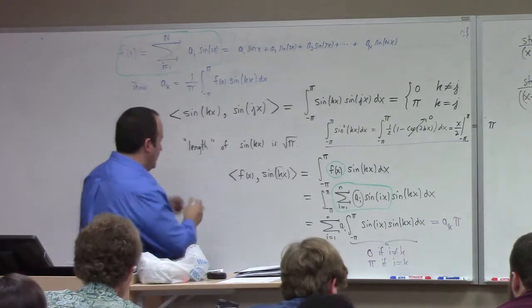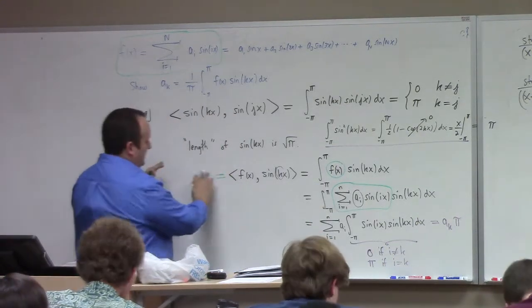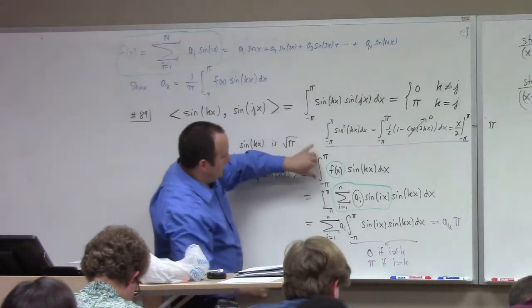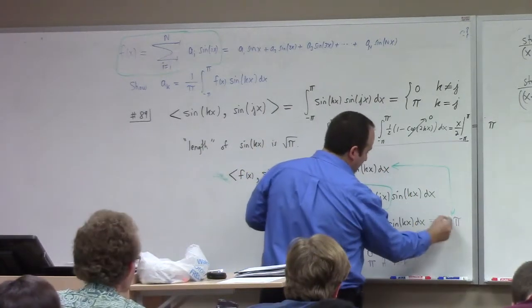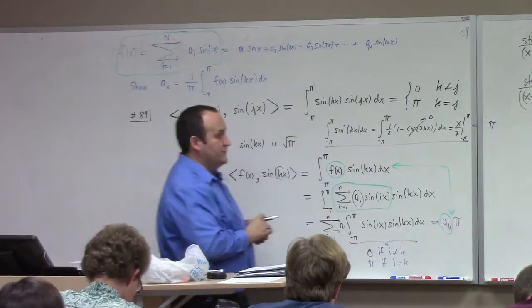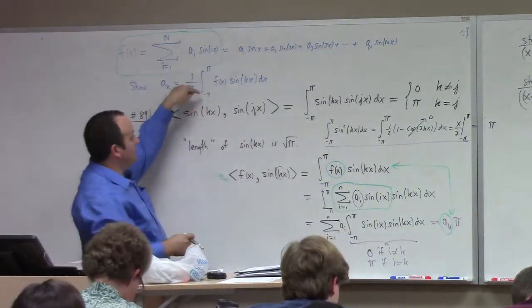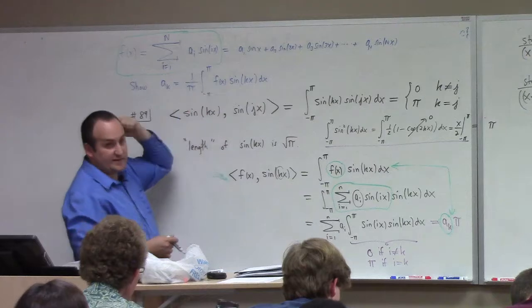But then, of course, what is this? Well, I'm sorry, I don't need to do anything else. Right here, you just compare these two expressions and solve for a sub k. You get a sub k as 1 over pi, integral from minus pi to pi of f of x sine of kx dx.